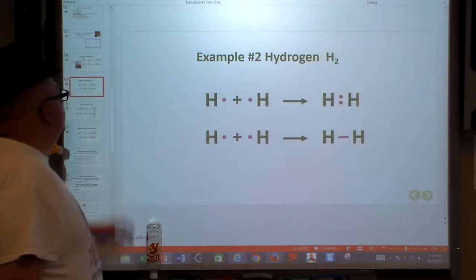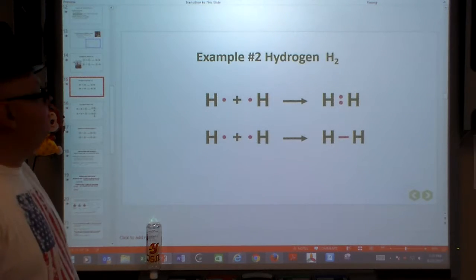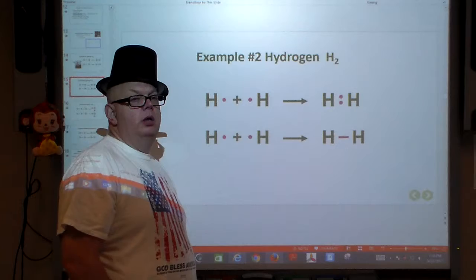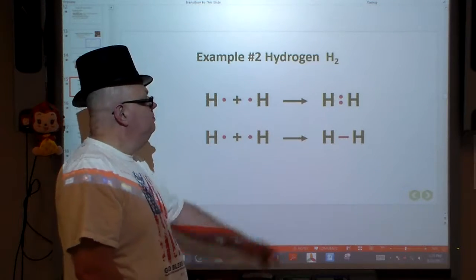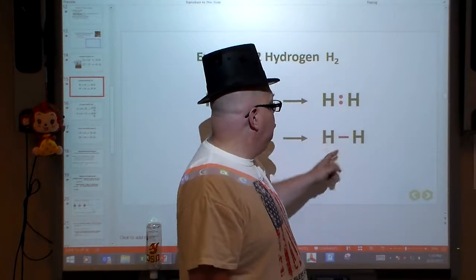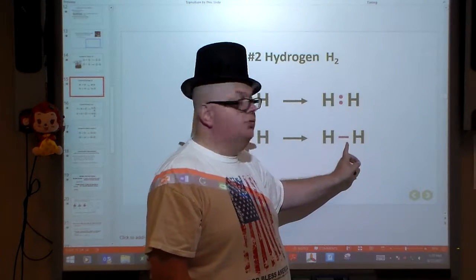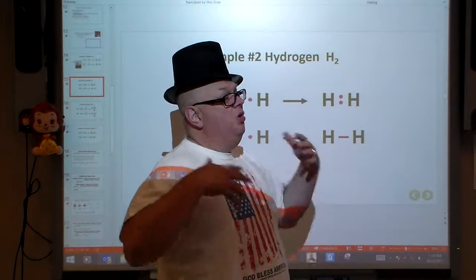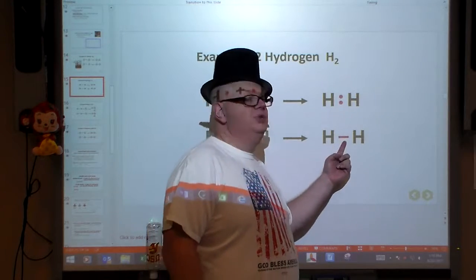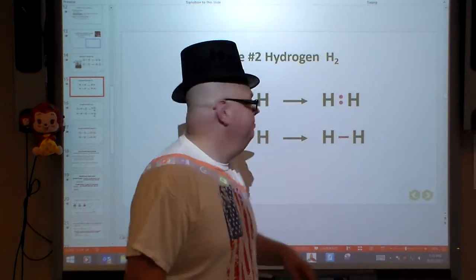Okay. We can do the same thing for hydrogen as well. Hydrogen has 1 valence electron. Put them together, and here you go. Here's hydrogen, or H2. We can represent it this way. We can also represent it this way. But when we start working with bigger molecules, we're going to be using this, not so much this.